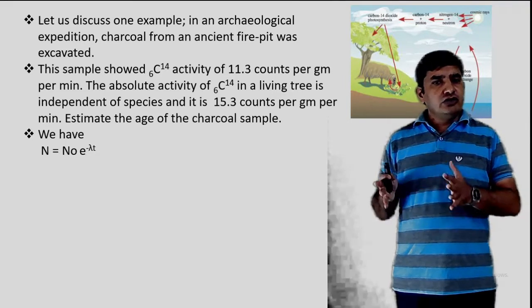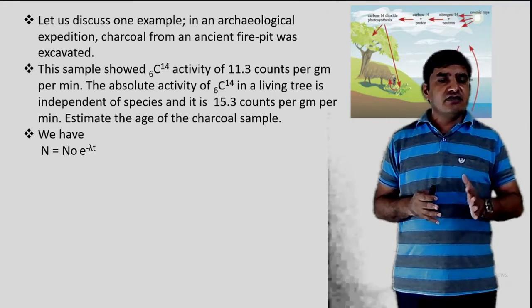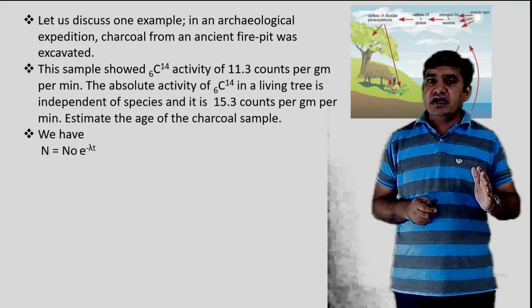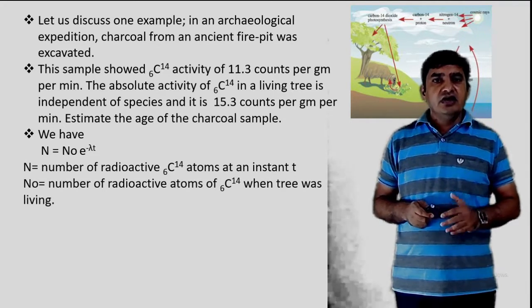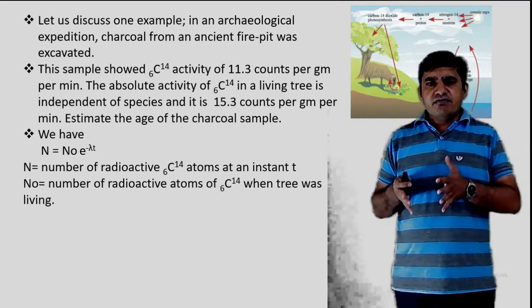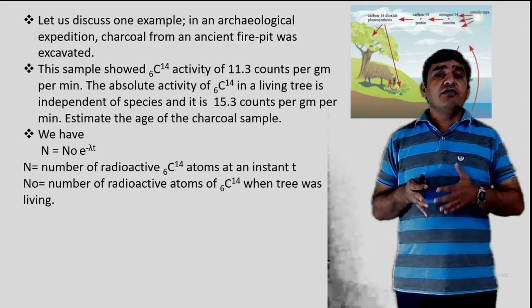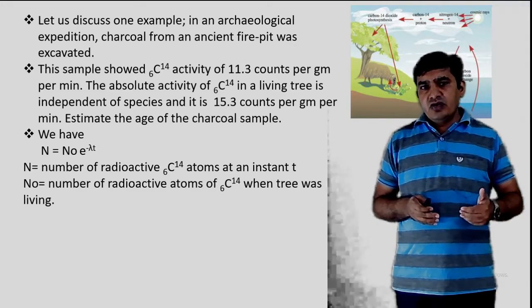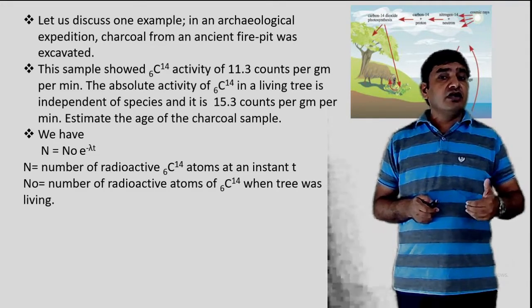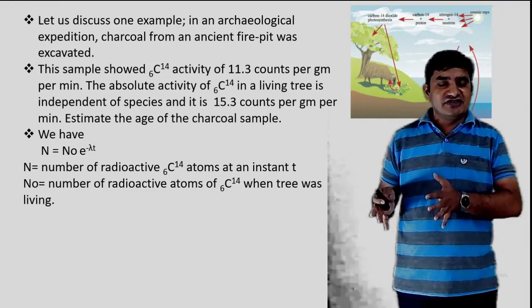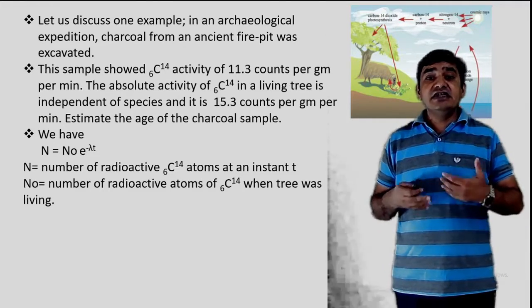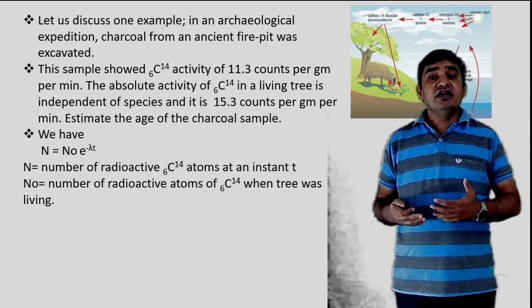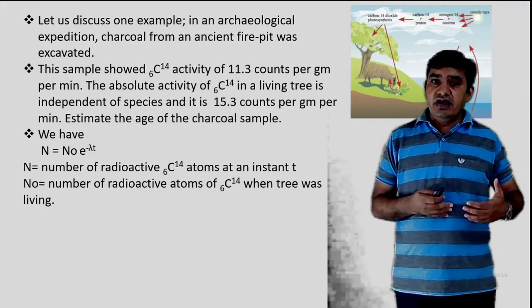Here, according to the law of radioactive decay, N is equal to N0 e raised to minus lambda t, where lambda is the decay constant. N is the number of radioactive carbon 14 atoms at an instant t. N0 is the number of radioactive carbon 14 atoms when the trees are living, that is the initial carbon atoms when the trees are living.